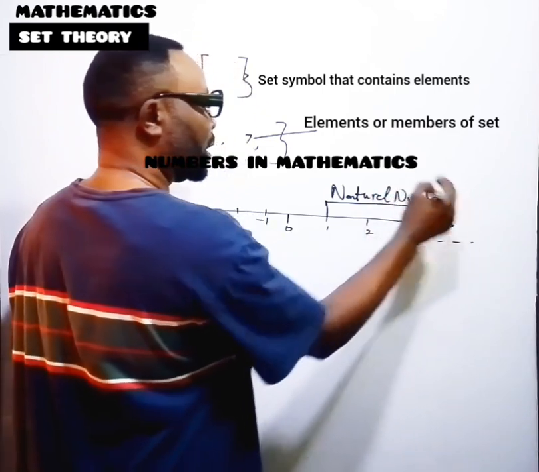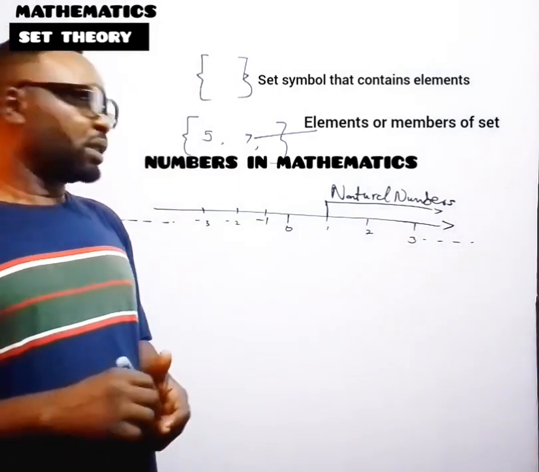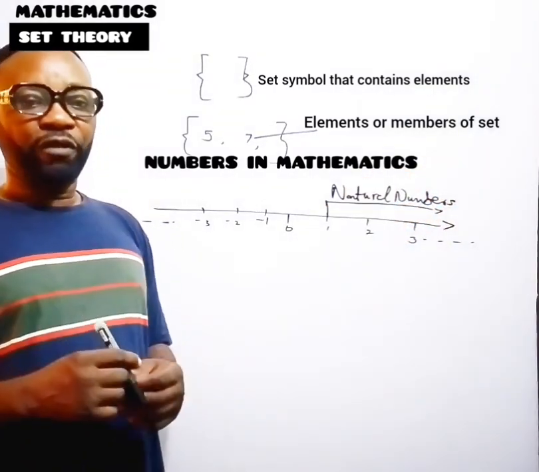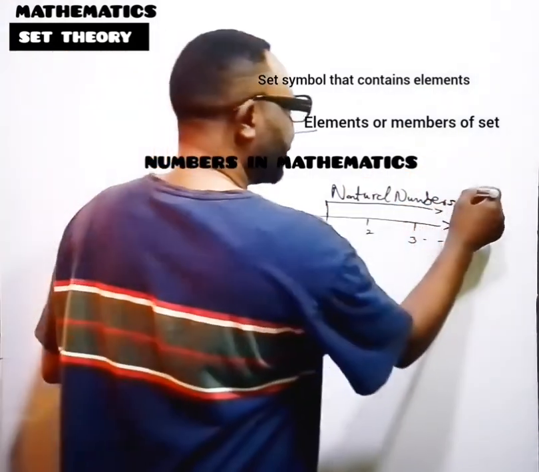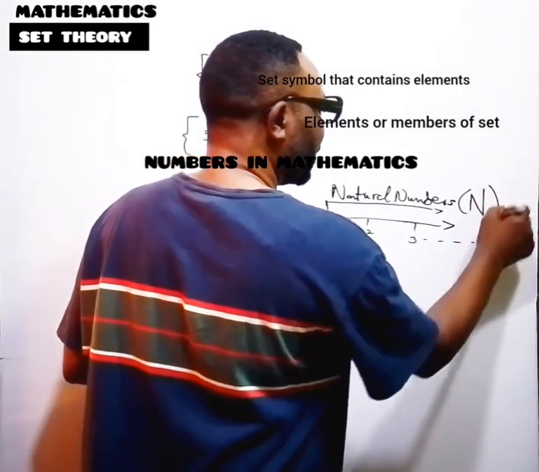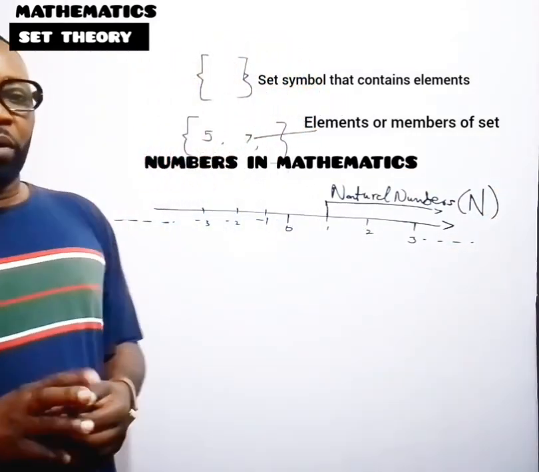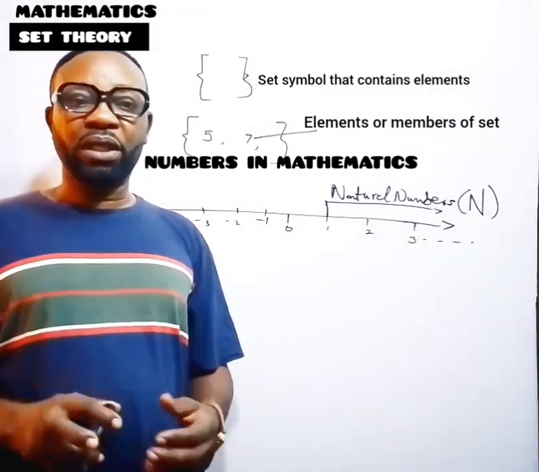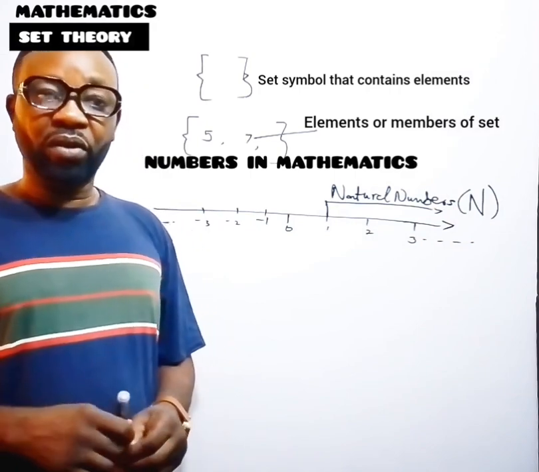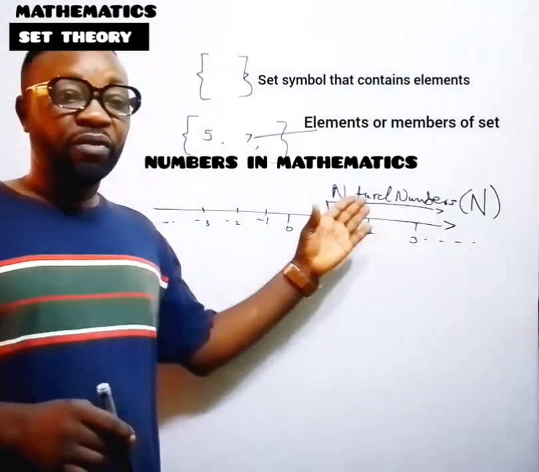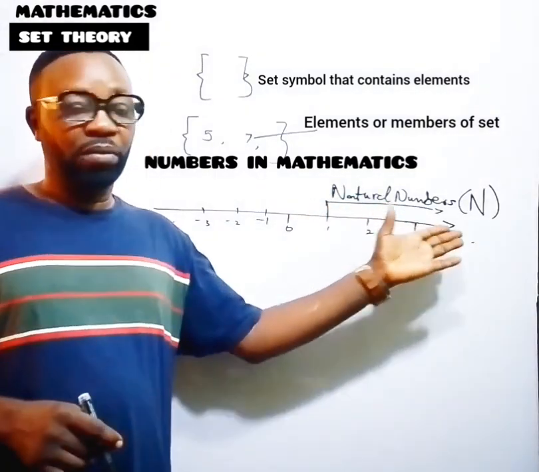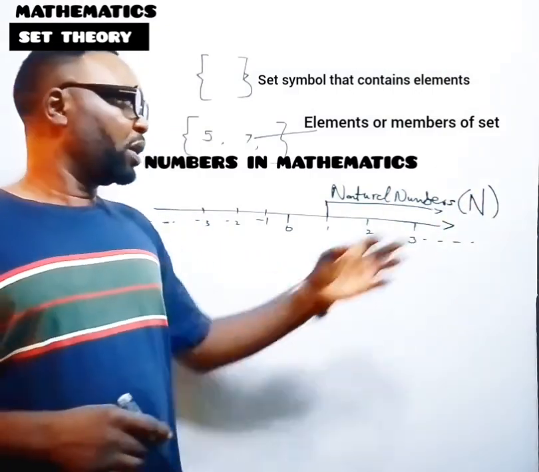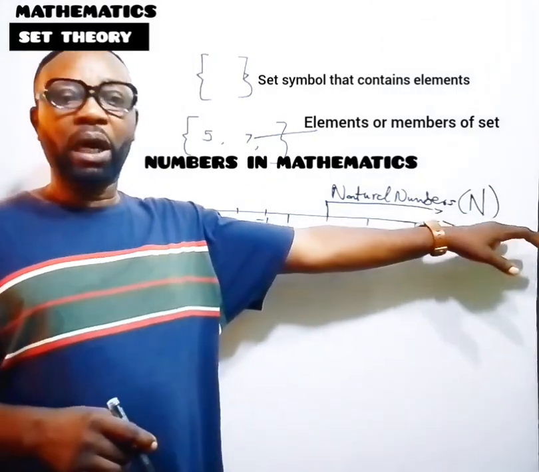Natural numbers are whole numbers that start from 1, 2, 3, 4, 5 to infinity, and they are represented by this symbol, capital letter N. It is important for you to know this symbol, because in most cases when you are given a question under set theory, nobody is going to write for you that this set is the natural numbers. They will just make use of these symbols for you to be able to know how to place your appropriate values there.